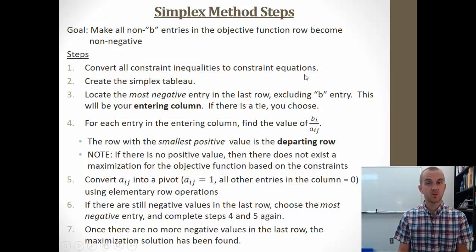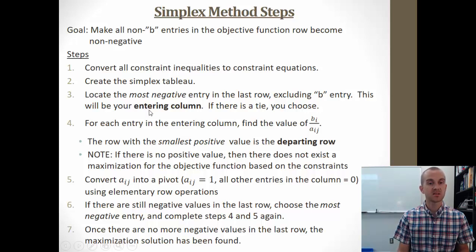First thing, create the constraint equations. We've shown how to do that. Second step, create the simplex tableau. We've shown how to do that. Third thing, we're going to choose the most negative entry in that last row, excluding what becomes the z value.